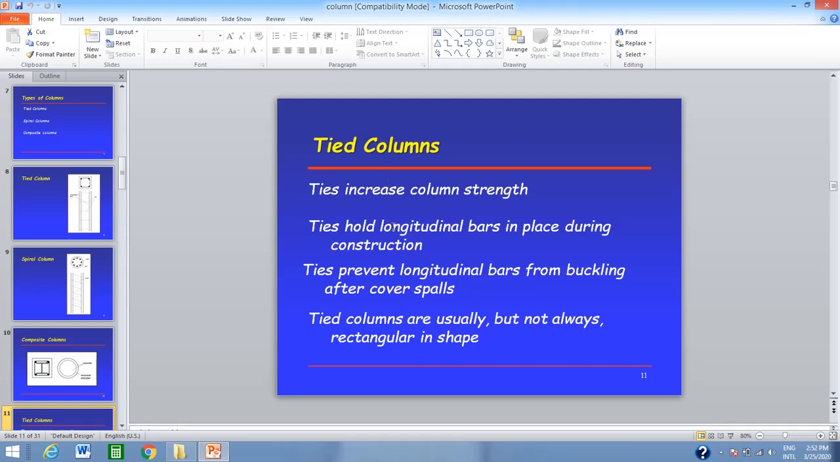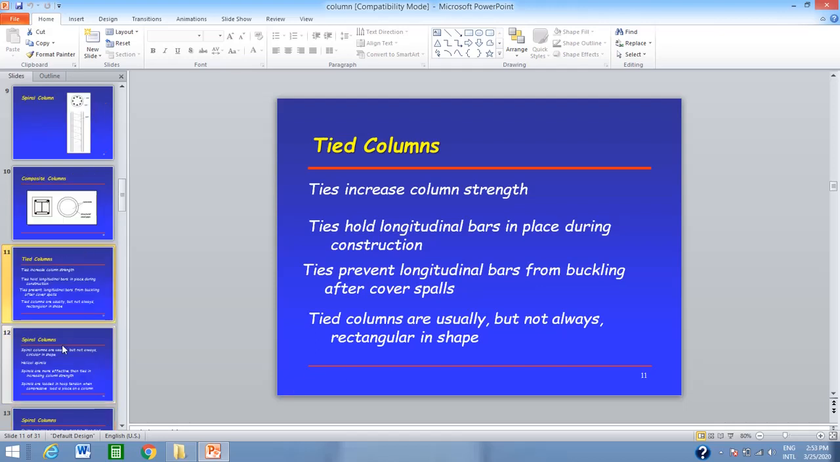Suppose you apply a load on the column; the longitudinal bars try to bulge out from the section. So if you tie up the longitudinal bars with the tie, then the strength of the column will increase. The second thing is to prevent longitudinal buckling. It also prevents buckling, and the main function of the tie is confinement of the concrete. It keeps the concrete in position and in shape.